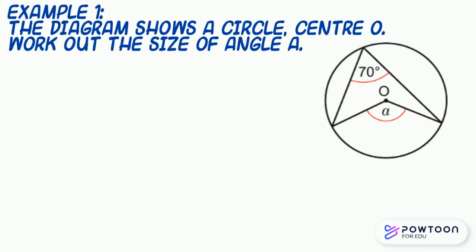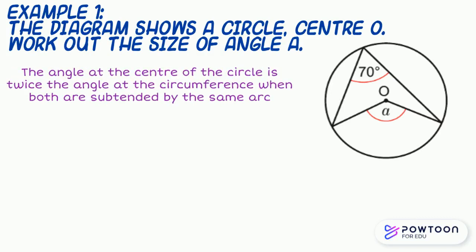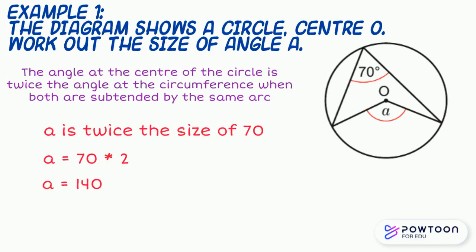Let's go over our first example. So we've got a diagram that is centered at O, and we're trying to work out the size of angle A. So remember that the angle at the center of the circle, which is A in this case, is going to be twice the angle at the circumference. So it's going to be twice the size of 70, so A is just 140 degrees.